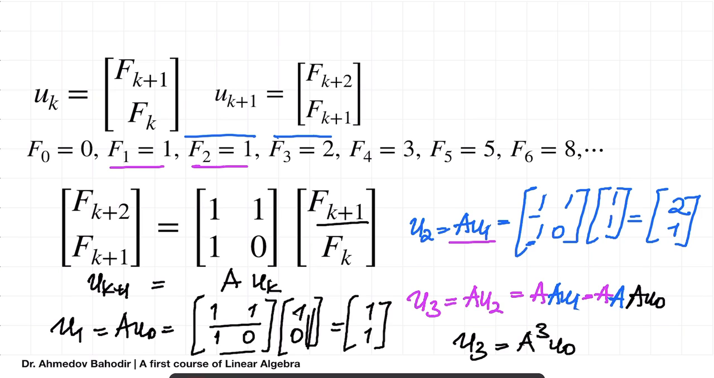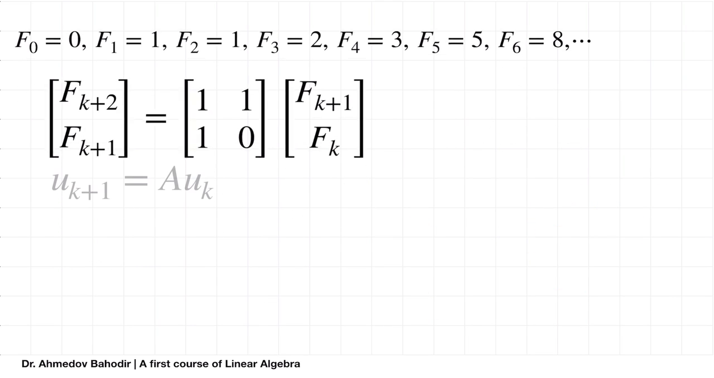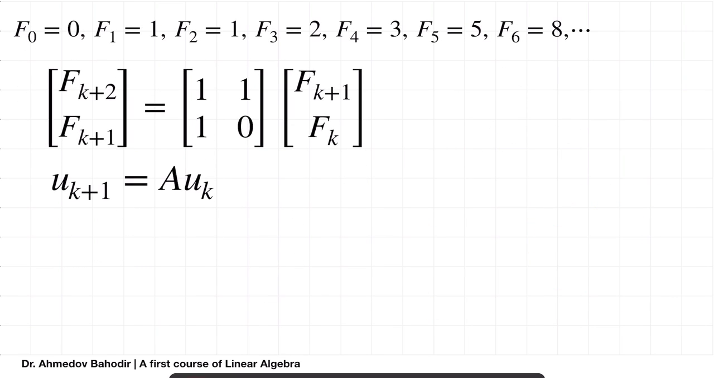Well, it gives me some hints about how we can find uk, which contains the Fibonacci number fk, without finding all of the previous ones. We just need to know the first one only. So we've got this recursive formula that uk plus 1 is equal to A times uk. Then we can derive the equation that uk is equal to A to the power of k times u0. So we can continue this.